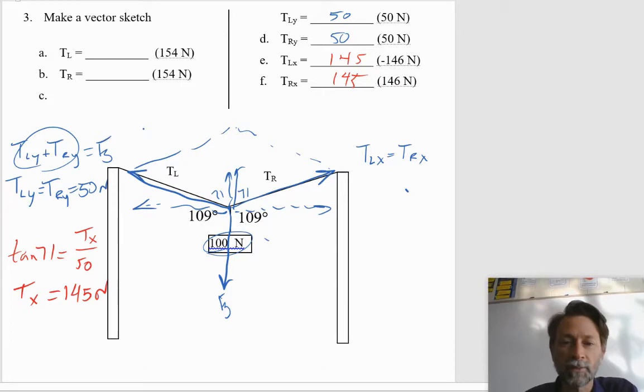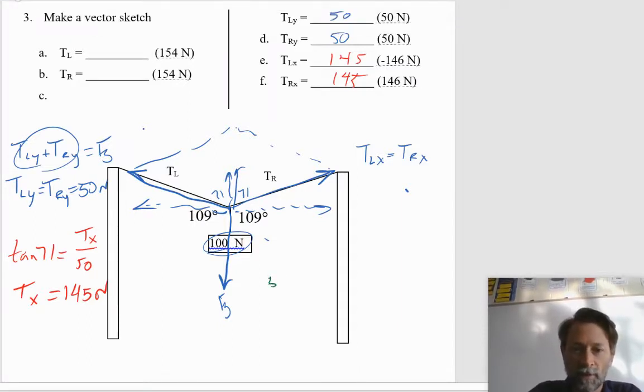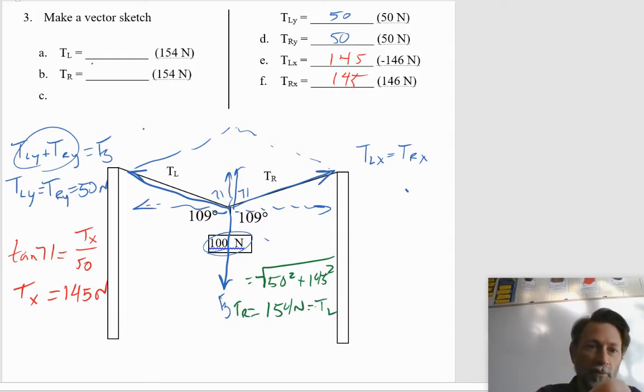And then lastly, again, we could either use sine and cosine to find the diagonal, or we can do the Pythagorean theorem where we would say, hey, if the one side of this is 50 and the other side of it is 145, and the hypotenuse then has to be from the Pythagorean theorem, and doing that, we're going to end up with 154 newtons is the TR, which is also equal to TL. So both of these end up being 154 newtons.